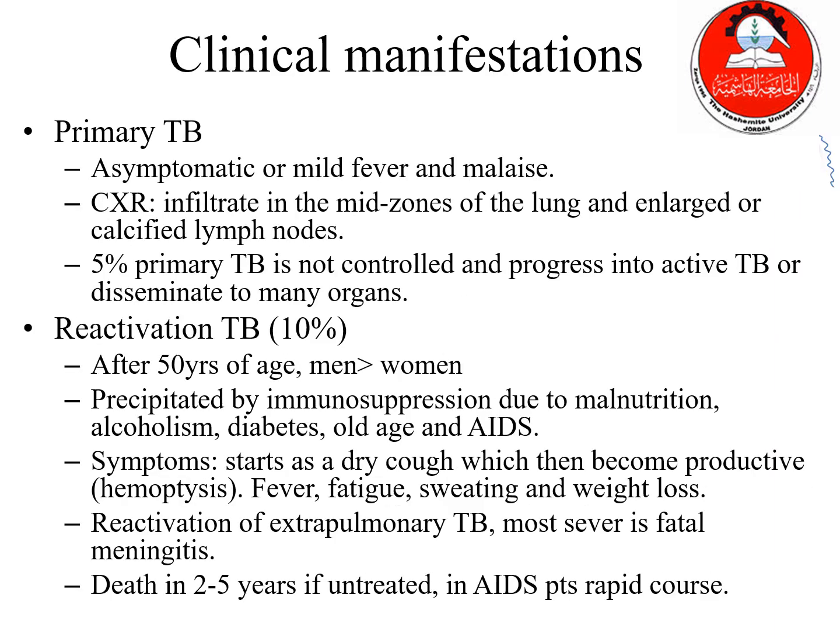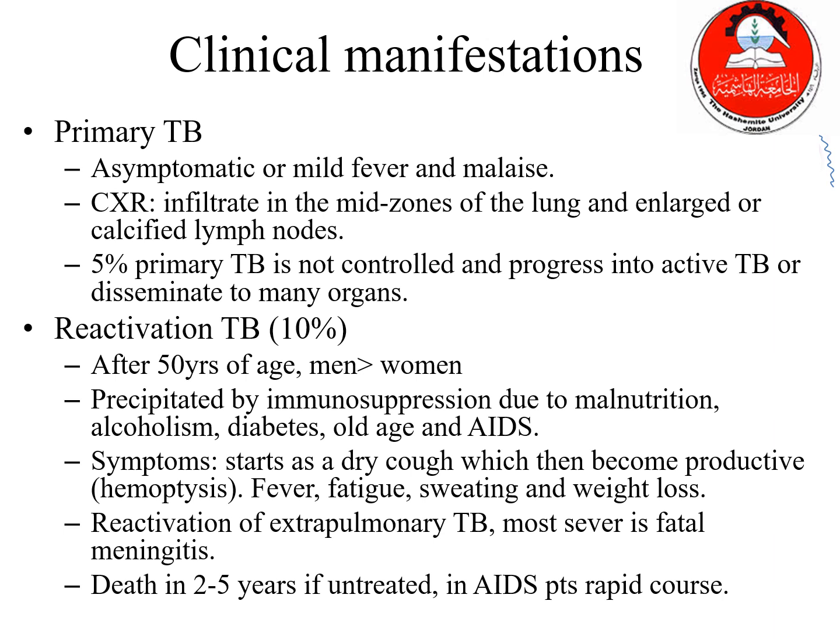Clinical manifestations: as we said, there is primary TB. Most of the time they are asymptomatic or have mild flu-like symptoms. Chest X-ray shows an infiltrate in the mid-zone of the lung and enlarged or calcified lymph nodes in primary TB. And 5% of primary TB is not controlled and progresses into active TB or disseminates to many organs. So 95% of those with primary TB are going to be controlled and healed, and the patient is going to have immunity against Mycobacterium tuberculosis.